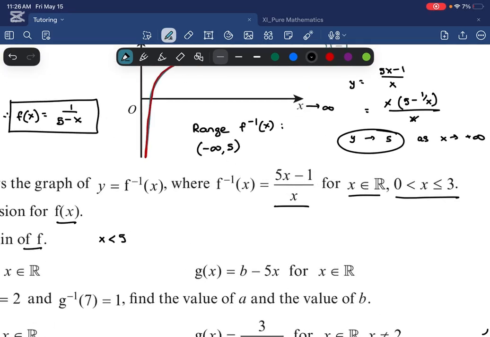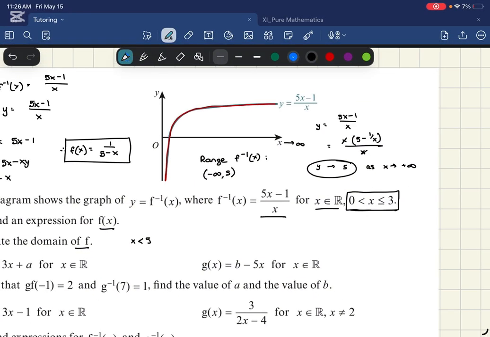But we also have to take into consideration this domain. So x less than 5 is for the whole graph, right? We are not restricting it to this domain. We have considered all real numbers for its domain. So now let's take into consideration the domain restriction.